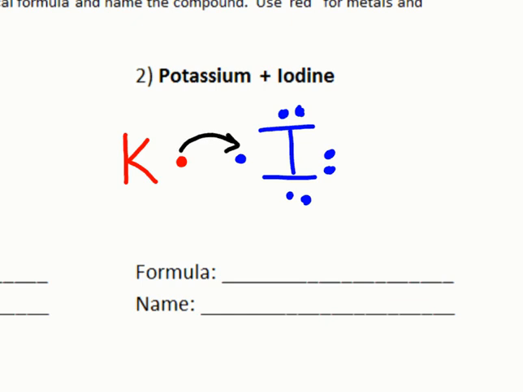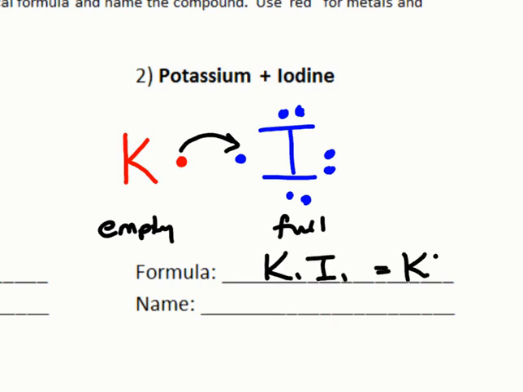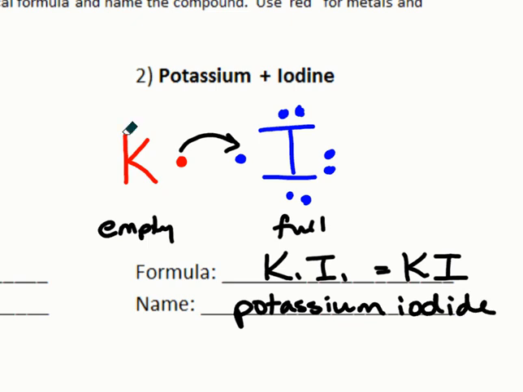Remember, everybody wants to eventually have either an empty ring or a full ring. So potassium's happy because his ring is now empty. Iodine's happy because his ring is now full. In order to make this, we needed 1 potassium and 1 iodine, and remember, we don't write the number 1s in chemistry. This is the formula for potassium iodide. Remembering that these names end in IDE, potassium iodide.